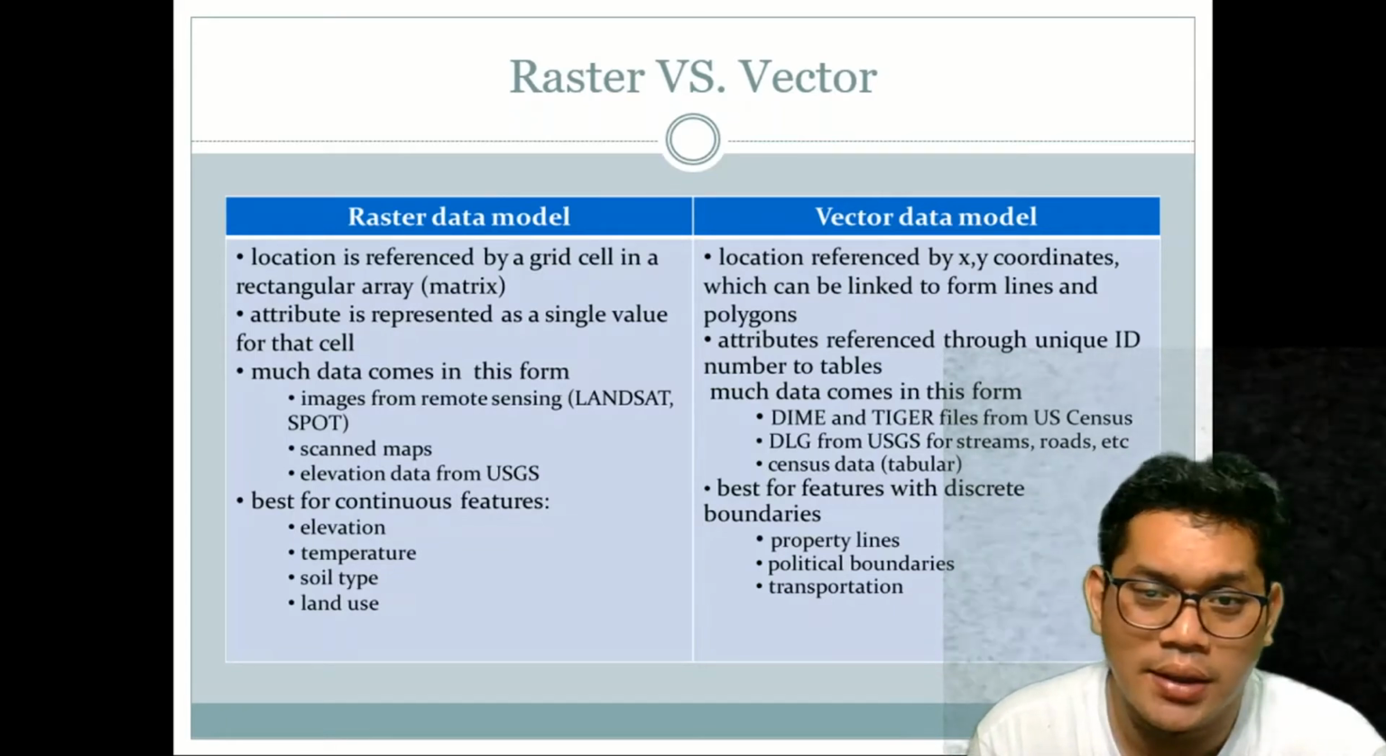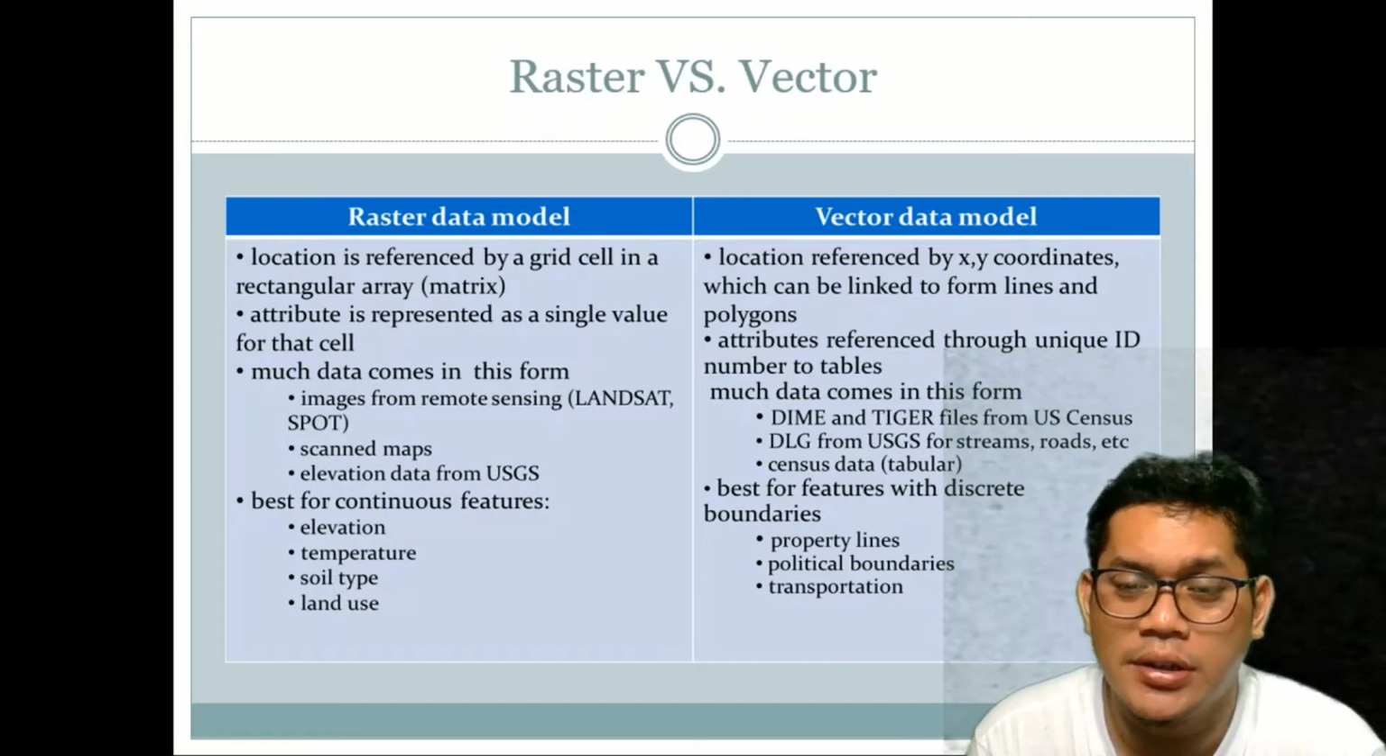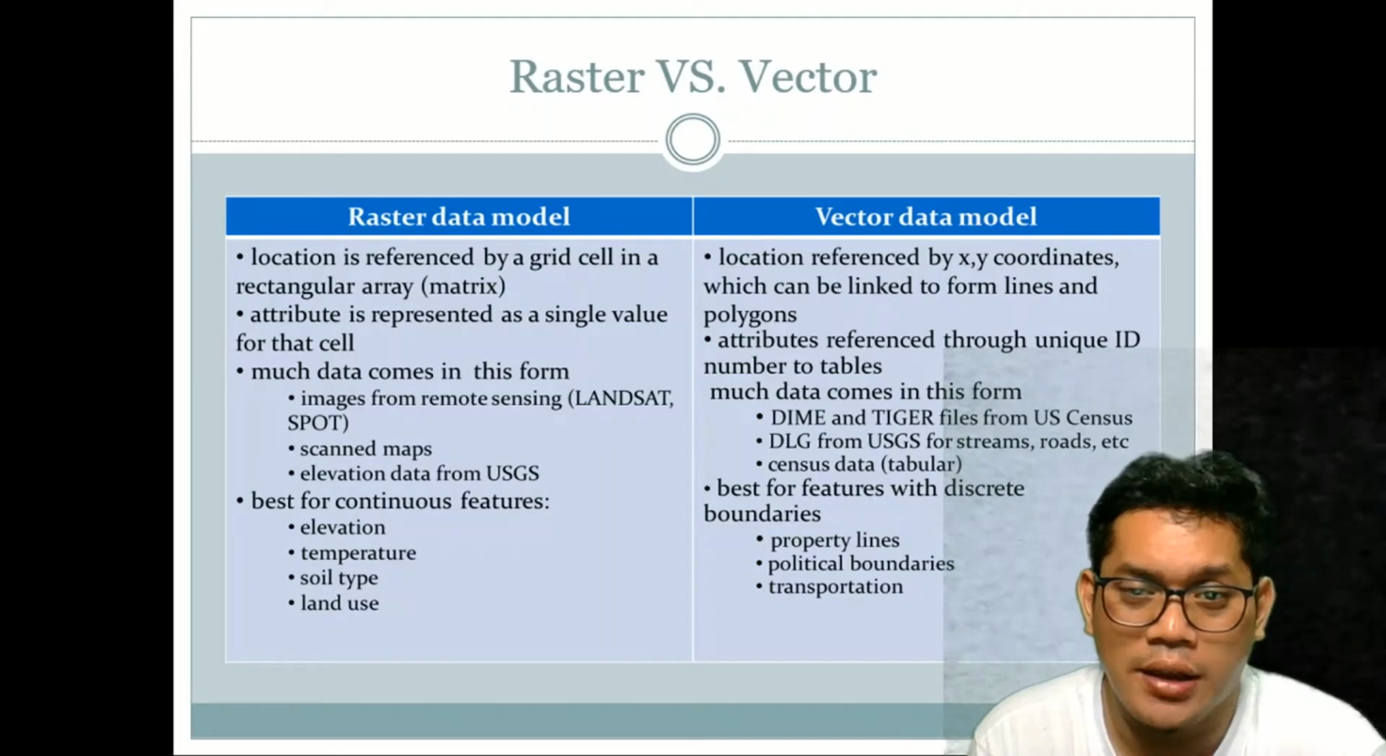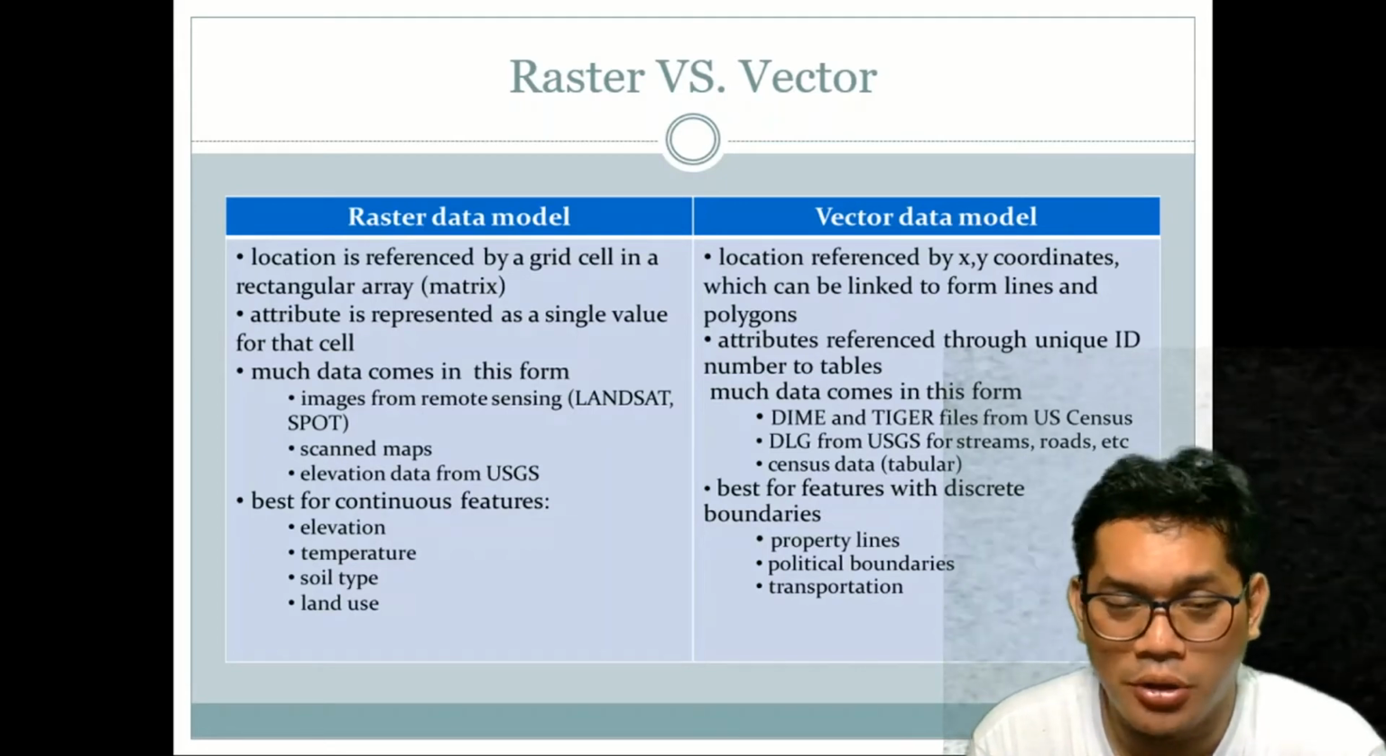However, for the vector data, the location reference is exactly by the x and y coordinates, and they can be linked to form lines and polygons.